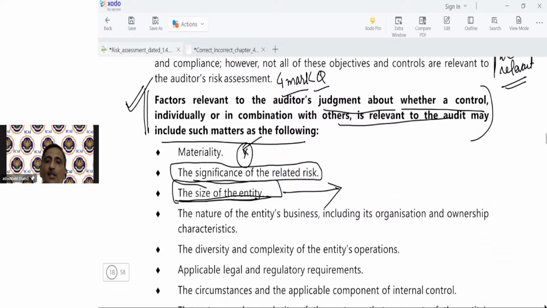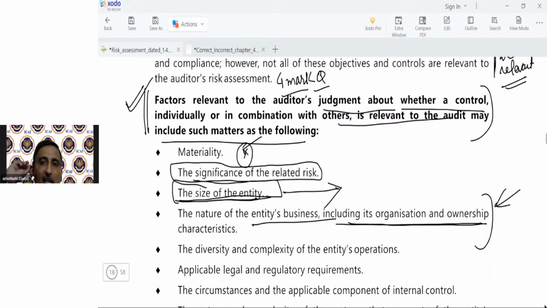So the nature of the company's business. Everything is connected to the nature of business. So this is a general point, guys. Nature of entity's business. You would see it is coming again and again. If in any question you cannot understand anything, relevant nature of business must be in it. Take this as a tip. Nature of business you must remember. Nature of business is very important.